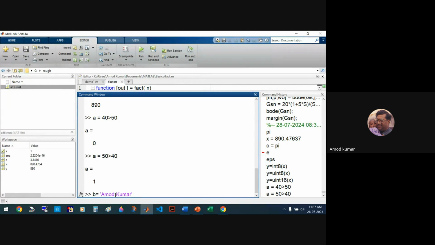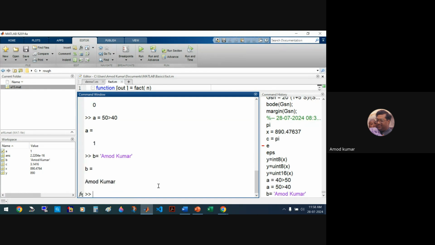They will start with a quote mark and end with a quote mark. So what I'm doing is asking for a string of characters. This is called a string of characters. It's not a single character, it's a string. And of course we can count how many characters there are. So this string of characters will be assigned to the variable B when I execute this. And just see, B has got a value, Amod Kumar.